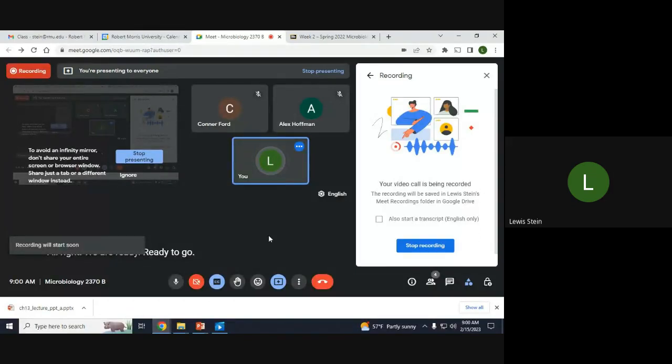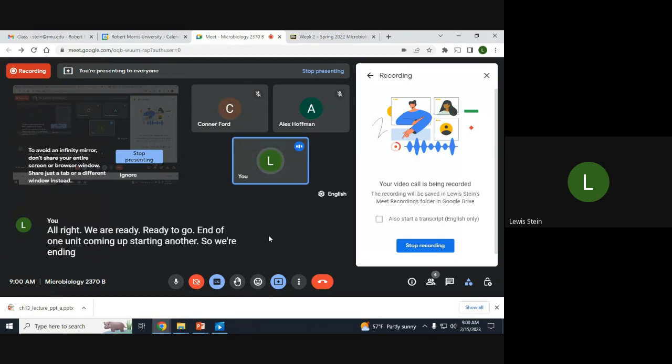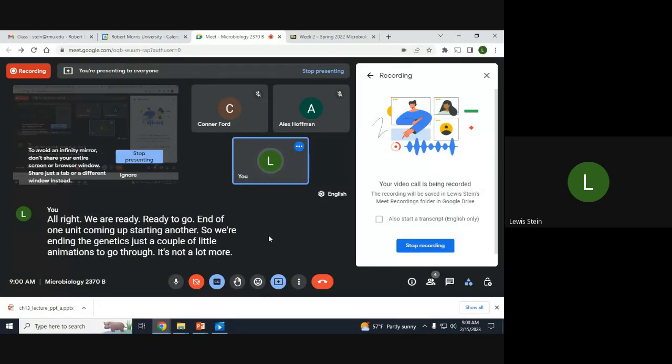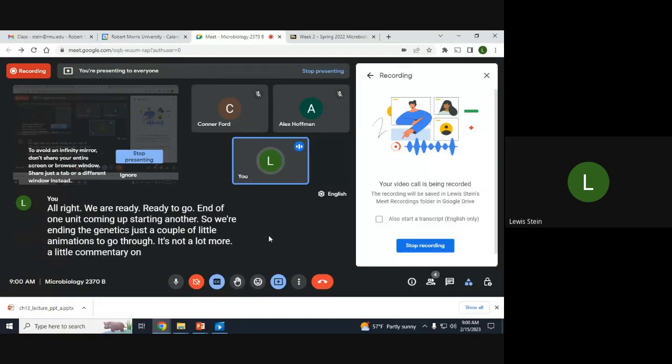At the end of one unit, coming up, we're starting another. We're ending the genetics, and I just had a couple of little animations to go through. There's not a lot more, a little commentary on that, and then followed closely thereafter by the start of viruses, which is, I think, the most extensive amount for the next exam. So I do want to get a start today, at least give you the basics on that.